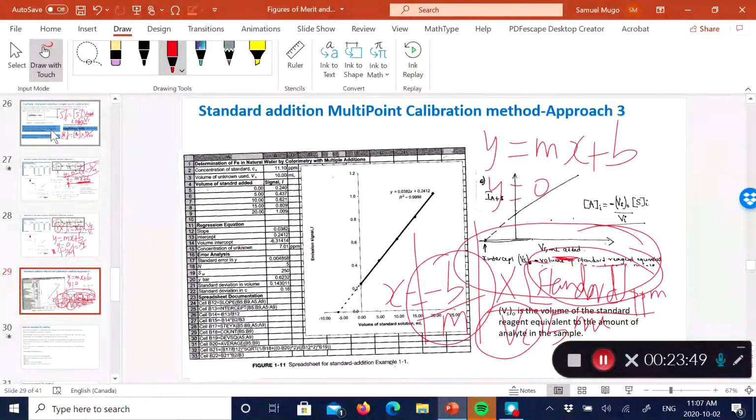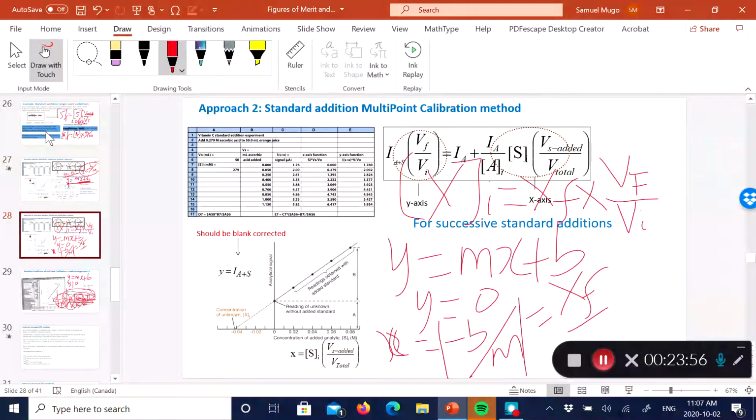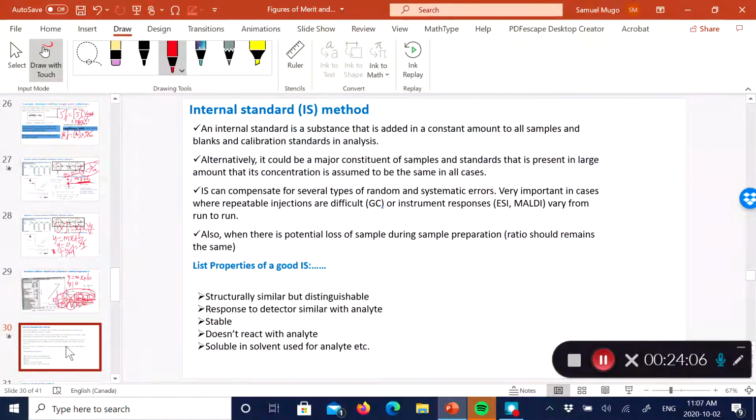But again, it's up to you which method you think you can best use. Method 1, method 2, and method 3, although I think method 3 is much, much simpler. So the next type of calibration that I'm going to talk about, which is the last one, is the internal standard calibration method. Now, the internal standard calibration method is meant to correct for instrument irreproducibility.